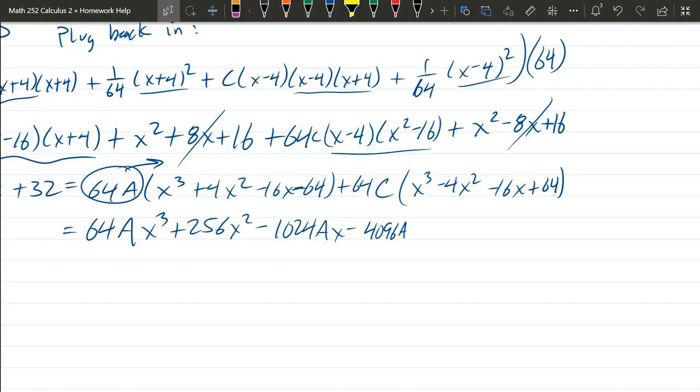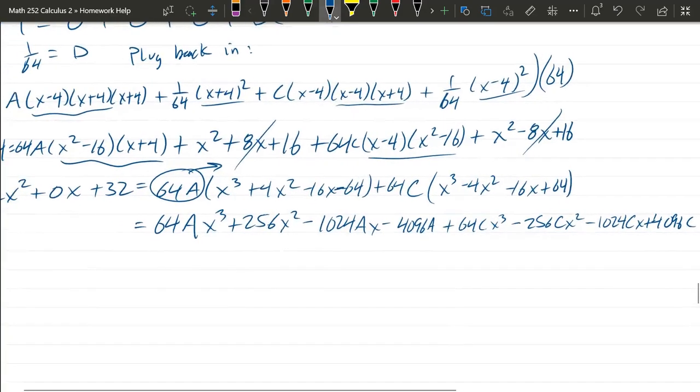All right. We have the same thing over here with just some different negative signs. It looks like it. 64cx cubed minus 64 times 4 is 256, 256cx squared, minus 1024 CX, plus 4096 C.